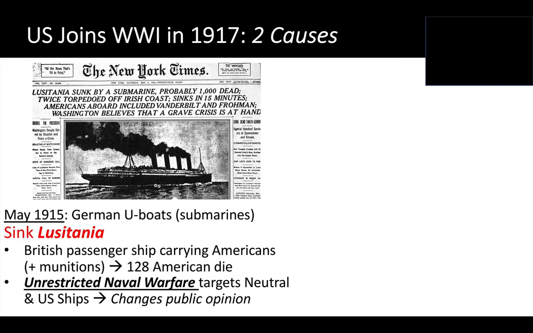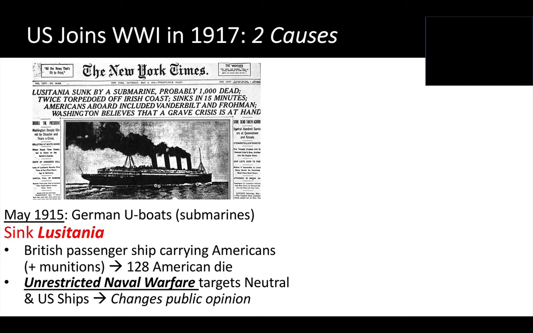This is one of the big reasons why the United States ends up getting pulled in to World War I, is because these German U-boats, these submarines, sink the Lusitania. Now, the Lusitania, as you can see on the cover of the New York Times, this was actually not a warship, okay? So this is not a military ship. It's actually a passenger ship. It's a cruise line. And this British cruise line is carrying Americans. And so what happens is 128 Americans die.